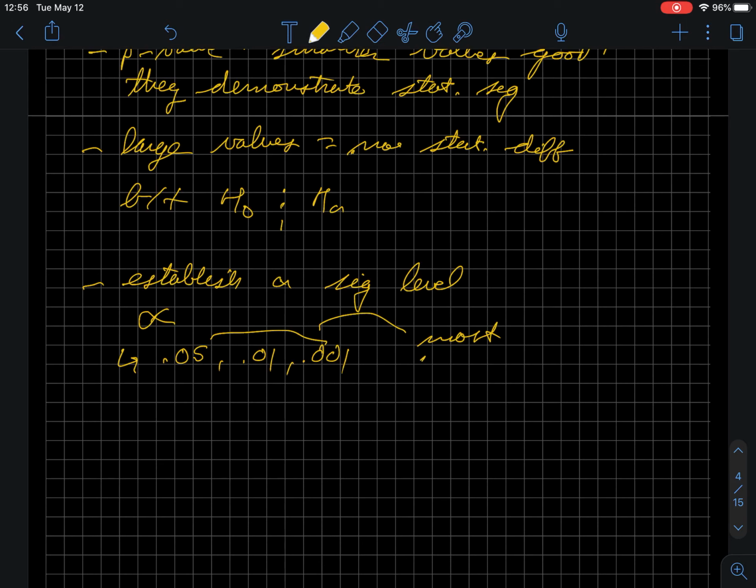A lot of papers you'll read that are published have significant findings at 0.05. All right, so we'll work on a couple problems here to help solidify some of this content and material.